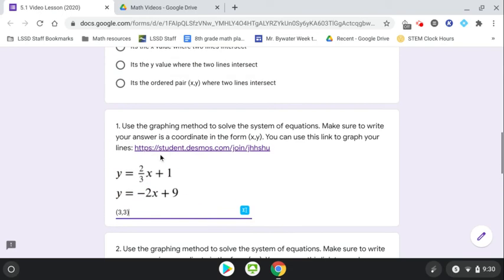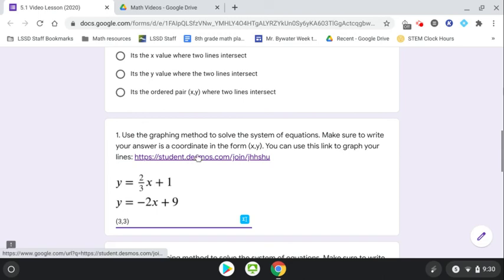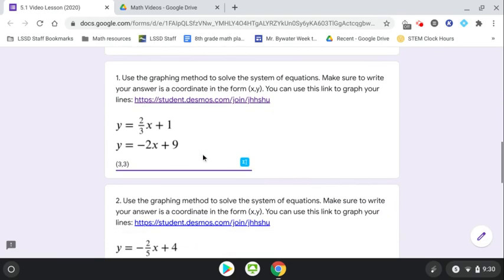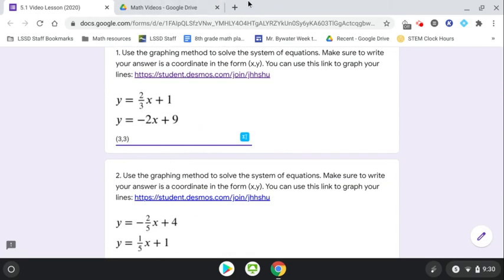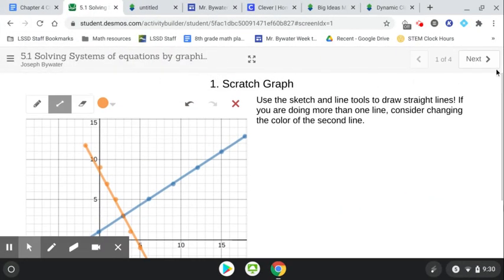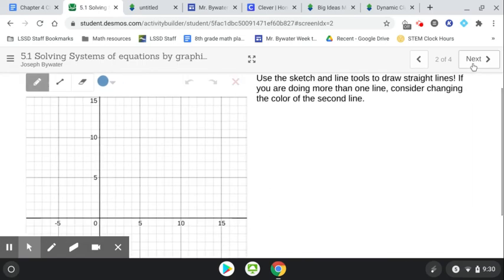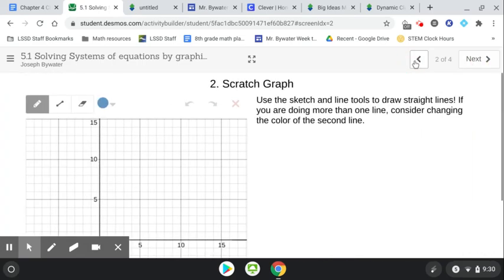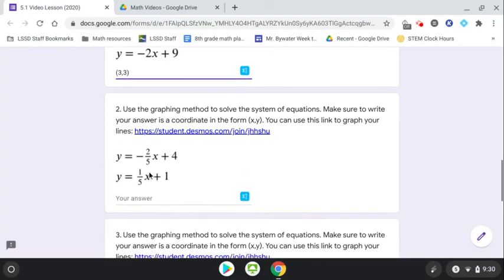Okay, guys, that is how you solve a system of equations by graphing. I challenge you to graph the remaining 3 problems using Desmos here and to type in your solutions into the Google form.